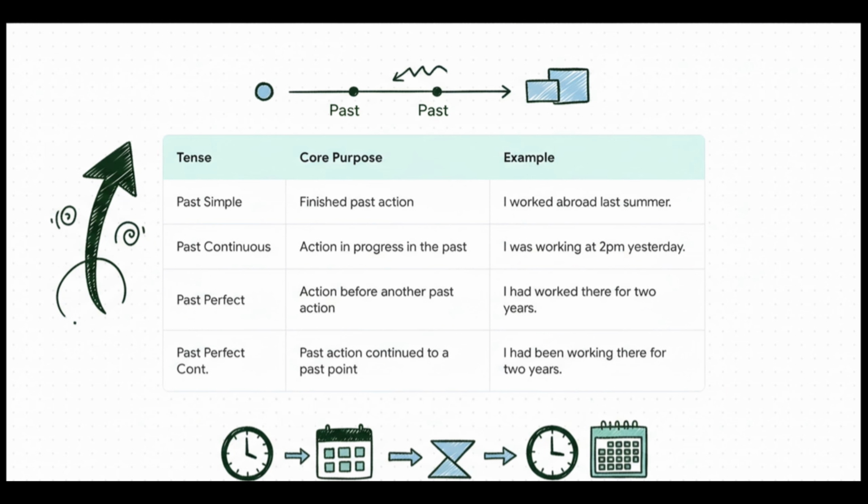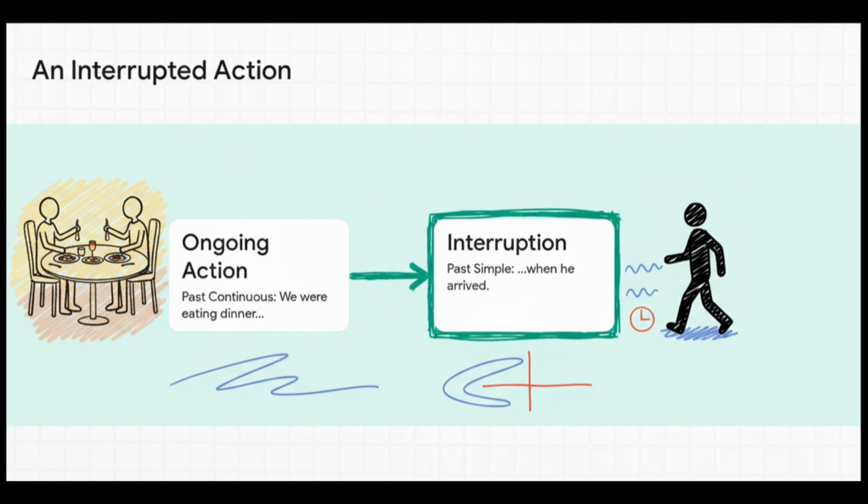Simple is for a finished action. Continuous is for an action that was in progress at a specific time in the past. Perfect is for an action that happened before another past action. The logic is 100% the same. And this is a perfect example of how two past tenses often team up to tell a story.